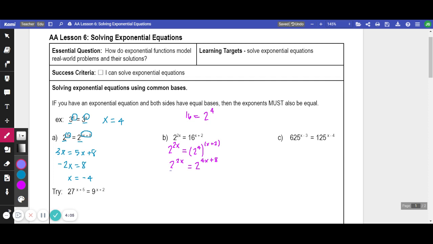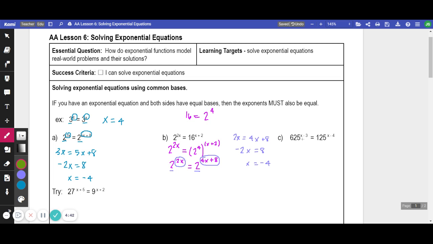So now we have the same base, a 2 and a 2, and if the bases are equal, then the exponents must be equal. So I can set up a new equation just setting those exponents equal to each other. 2x is equal to 4x plus 8. So if I subtract 4x from both sides, negative 2x equals 8. Hey, x equals negative 4 again. X is negative 4. So let's try one more together.